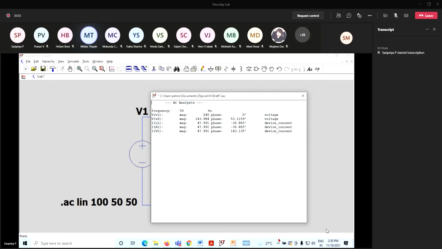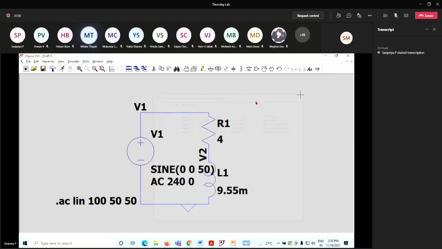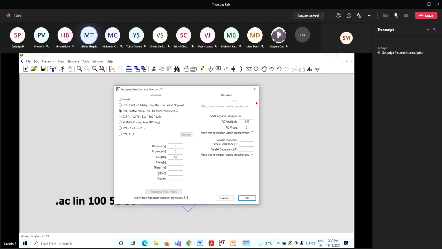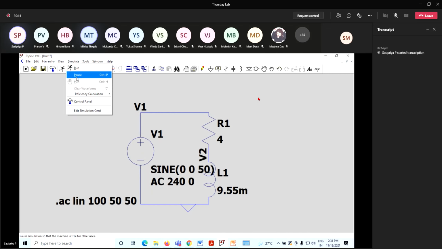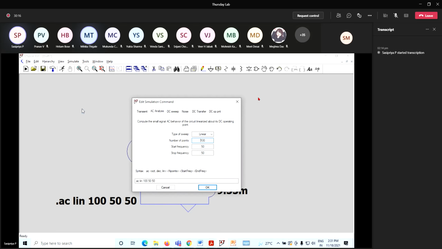Ma'am, please can you show the one for AC analysis? Where in this? That one? Run for AC analysis, that is Simulate, Run, edit simulation command. Just choose AC analysis.